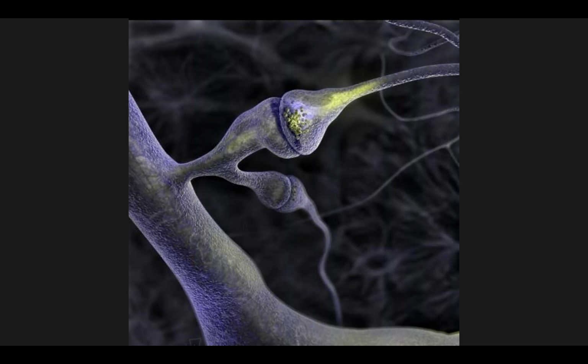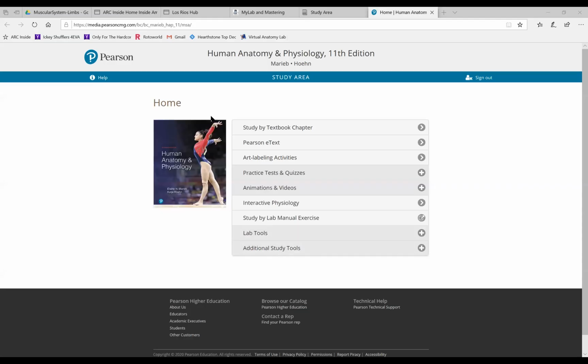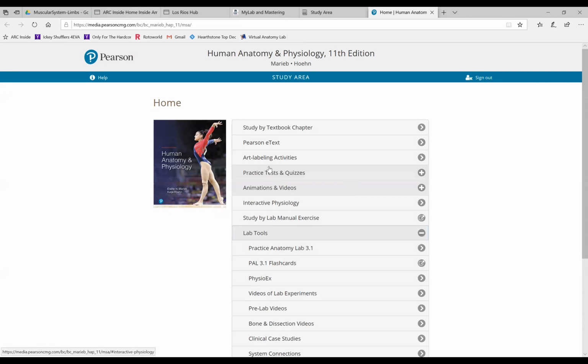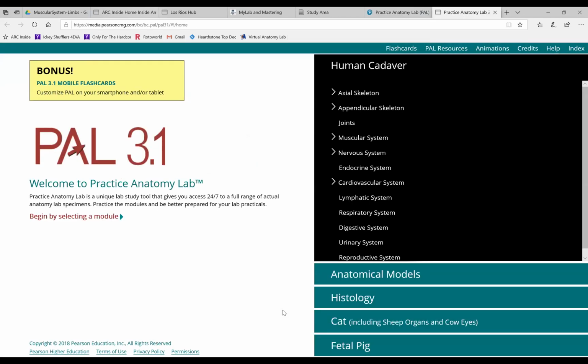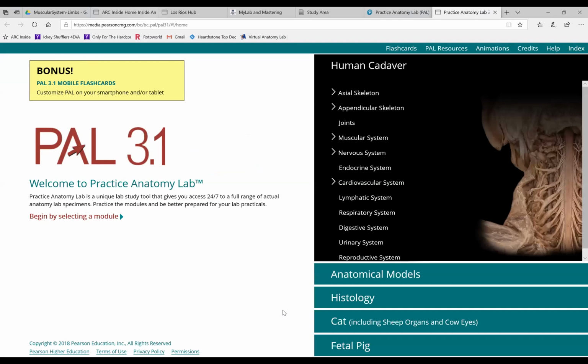All right, let's see if this works now. All right, do you see the study area here? Yes. Okay, when you guys go to the additional study, under lab tools, and then again, there's plenty of other things. There's art labeling, there's practice tests, there's all great things here. But in this case, what you're going to want to do is your practice anatomy lab. Let me know if you guys aren't able to see these things as they pop up. You guys see that? Yes.